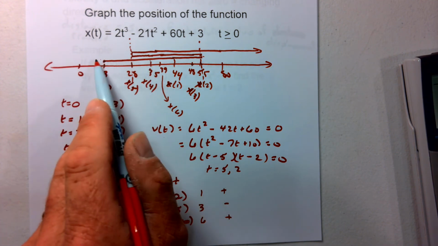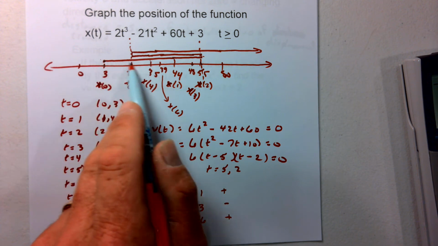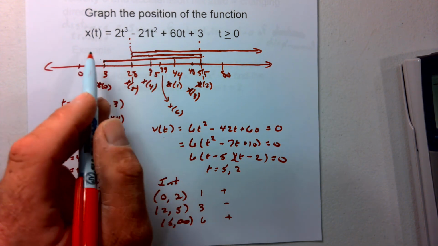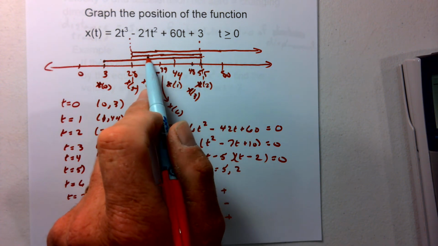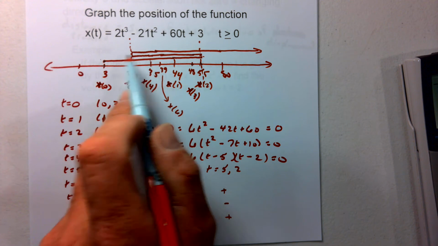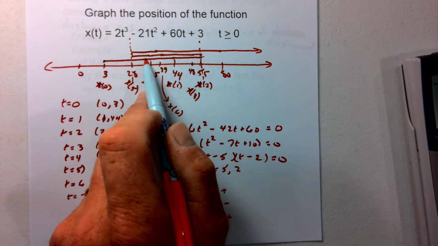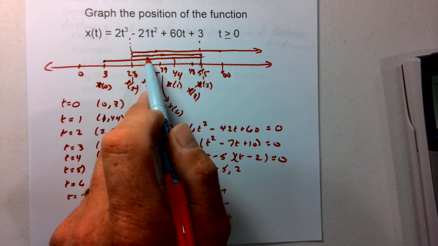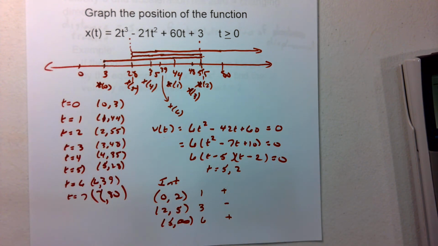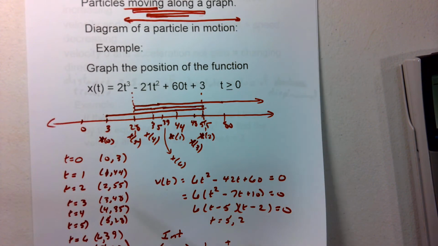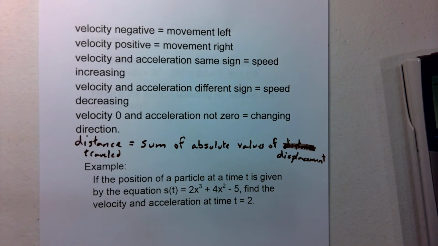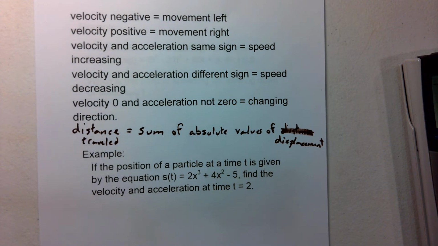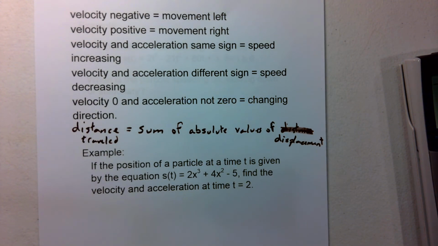we're here at 35. So we went from 3 to 35. Our displacement is only 32 units. But we know that we've gone 52 units and then back 20 units. So our distance traveled would be 52 plus 20, or 72. So that gives you an idea of what we have there. I went ahead and wrote out what hopefully we see there in words. So if our velocity is negative, then our movement is going to be to the left. If it's positive, we move to the right.